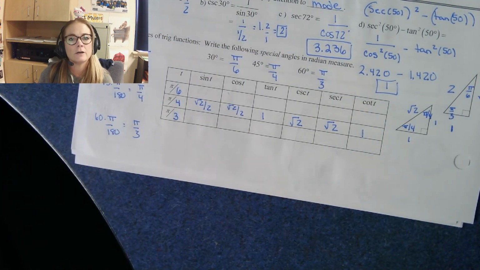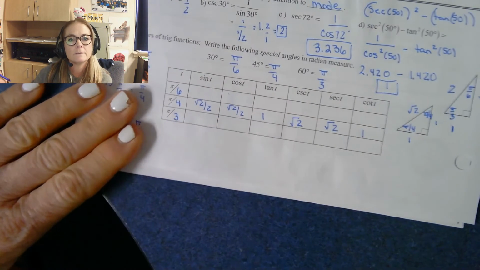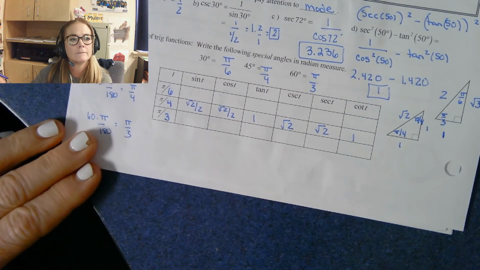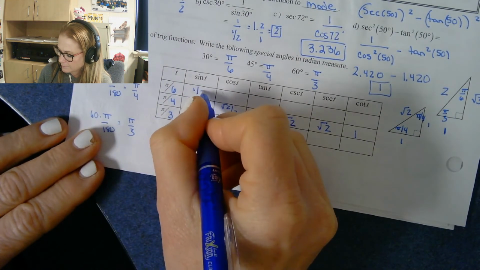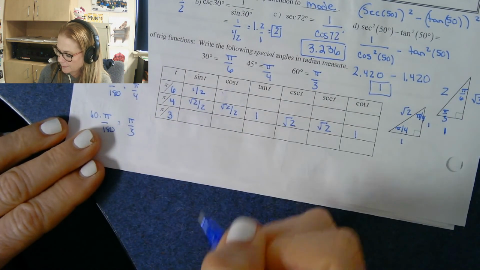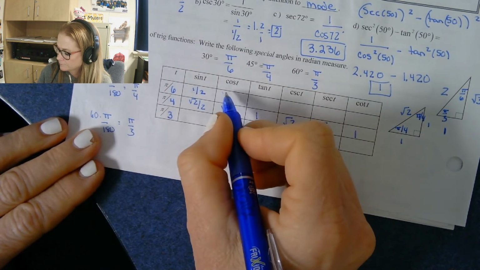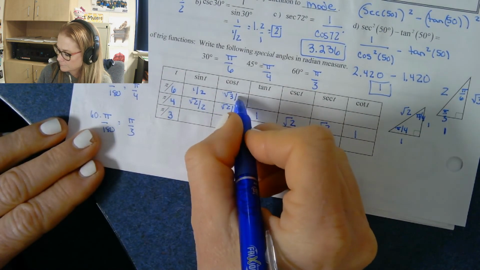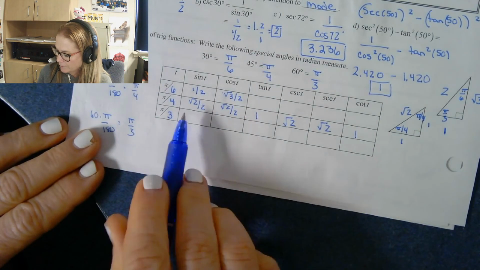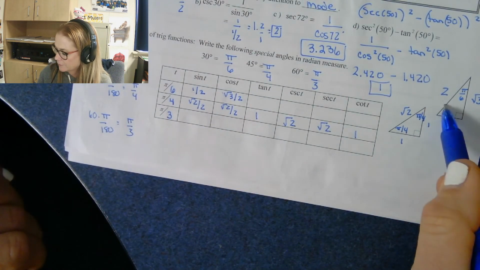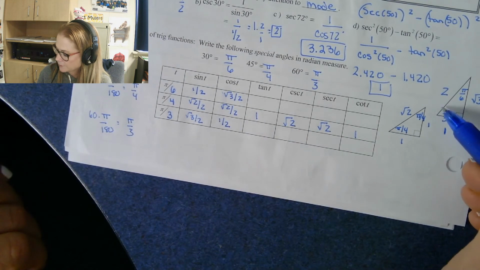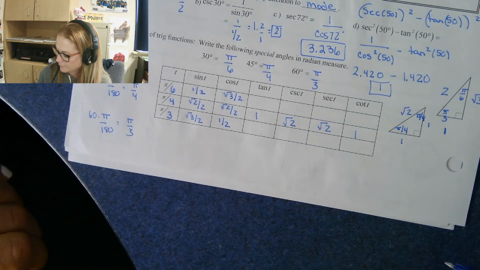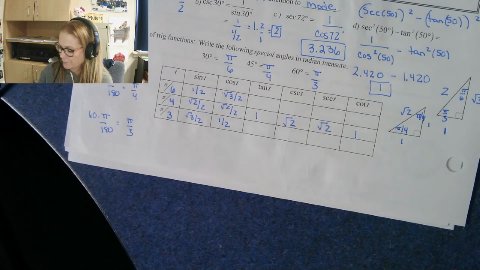Okay, so let's get this chart filled in. So for the 30-degree angle, sine is 1/2, and cosine is root 3 over 2. I want to talk about tangent in just a minute. Let's go to the 60-degree angle. The sine here is going to be root 3 over 2. Cosine is going to be 1/2. Now I want to talk about tangent, and then we'll reciprocate them.